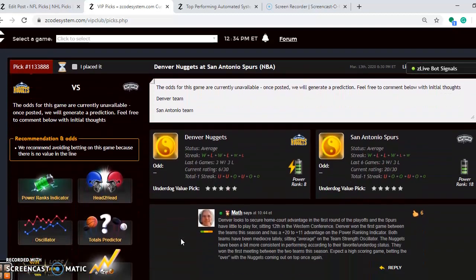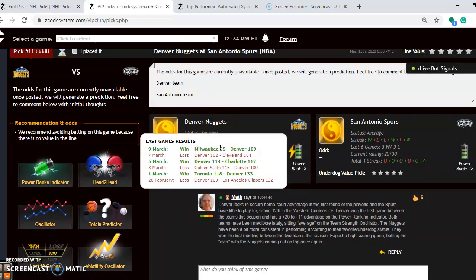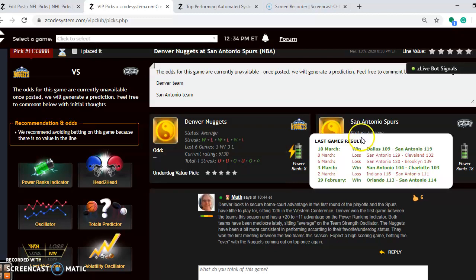Taking a look now at the Denver Nuggets and the San Antonio Spurs. Both teams are average status at the moment. You can see Denver has won three out of their last six, and the Spurs have done the same, winning three out of their last six.